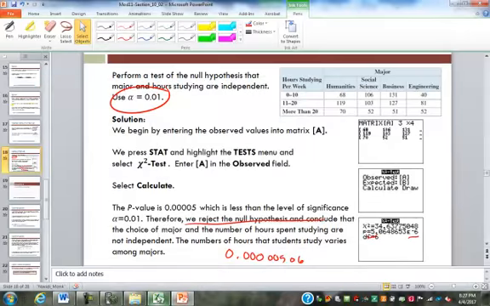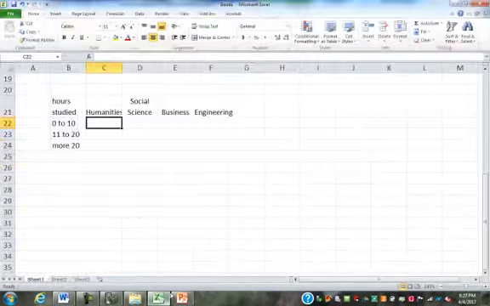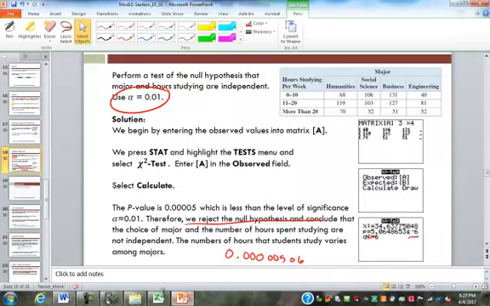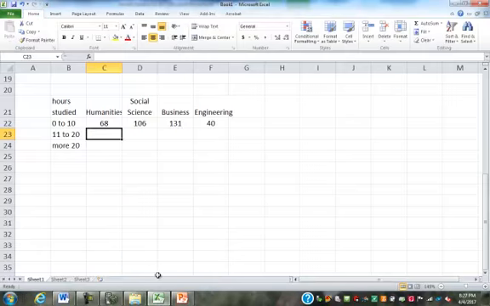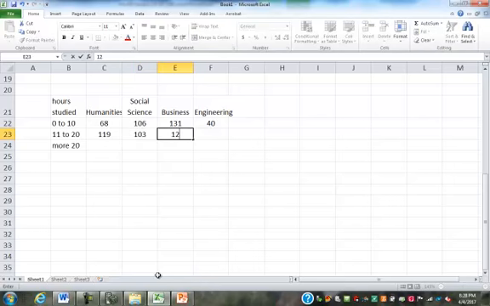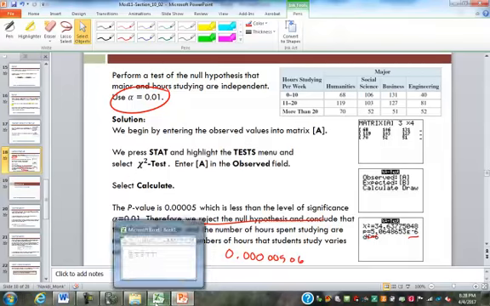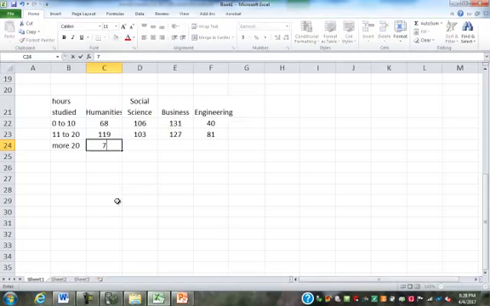So then we have 68, 106, 131, 40. Kind of surprised I remembered all those. 119, 103, 127, and 81. 70, 52, 51, 52.